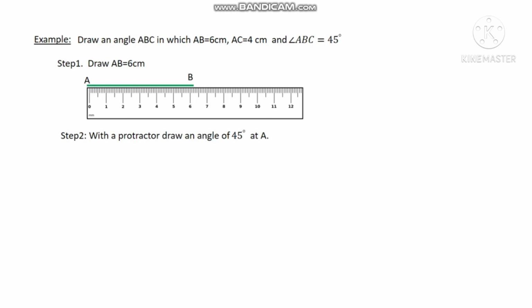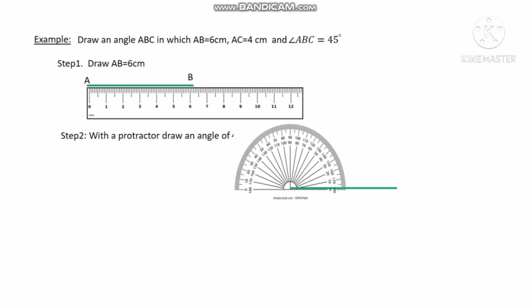Step 2 is, with a protractor draw an angle of 45 degrees at A. For this we draw a line segment AB whose length is 6 cm, place the protractor at point A and measure the angle of 45 degrees. Here is the line segment AB whose length is 6 cm, and this is the angle of 45 degrees. Now you know that in the question AB equals 6 cm and AC equals 4 cm.